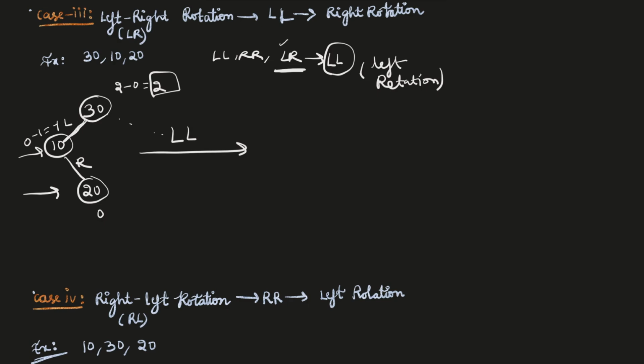How do we convert it? We need to do left rotation of this parent. This is the grandparent and this is the child. So at the parent, we need to apply the LL. That means left rotation. So this would get rotated to the left. So let's see how the diagram is formed.